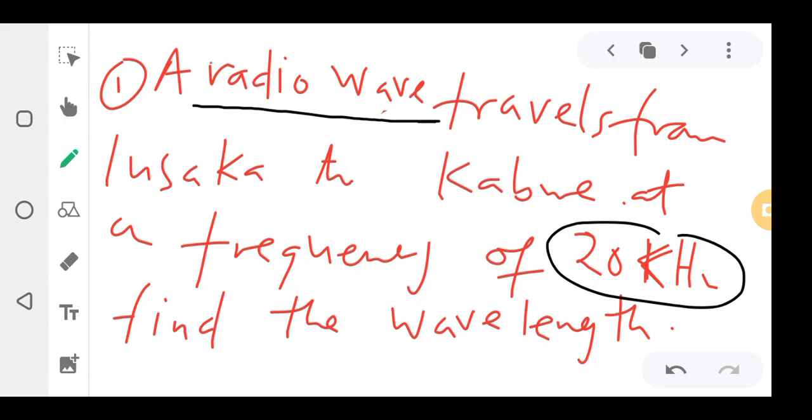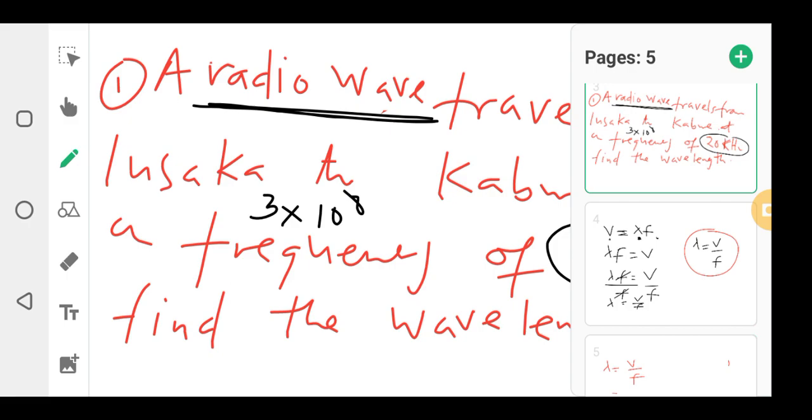What type of wave is it? It's a radio wave. You remember what I said concerning a radio wave? A radio wave is one of those 7 waves I gave you from the electromagnetic spectrum. The first wave in the electromagnetic spectrum is radio wave, the second is microwave, and then there is infrared, X-ray, and so on. If they give you any of those 7 waves, know that they all travel at the same speed, which is 3 times 10 to the power 8. That's the speed that we use, even if they didn't give it to you.